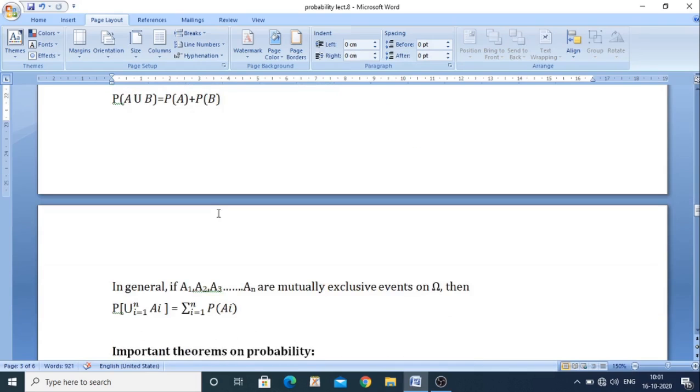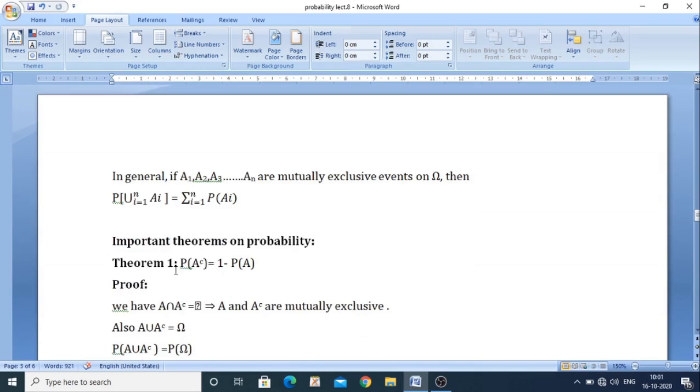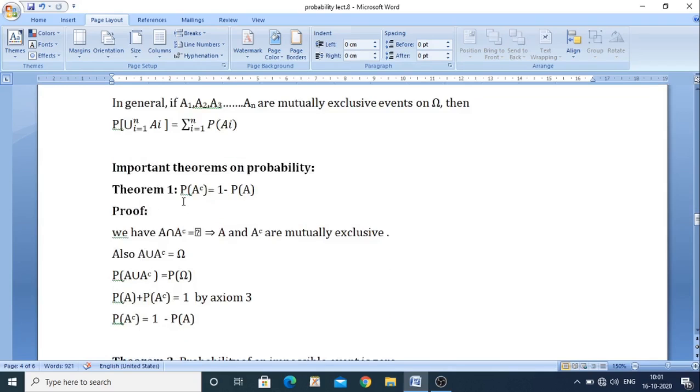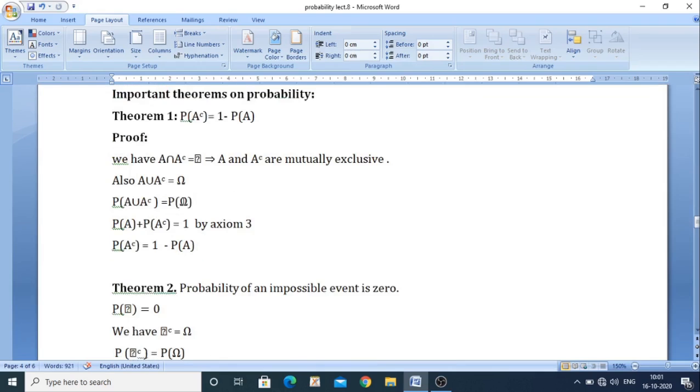This can be generalized. In general, if A1, A2, up to An are mutually exclusive events on omega, meaning A1 intersection A2 intersection A3 up to An is equal to the empty set, then in that case P of union of Ai is equal to the sum of all the probabilities of Ai, that is P of union of Ai is equal to summation i equal to 1 to n of P of Ai. So these are the three axioms. By using the three axioms we can solve problems and we can give the proofs of some probabilities.